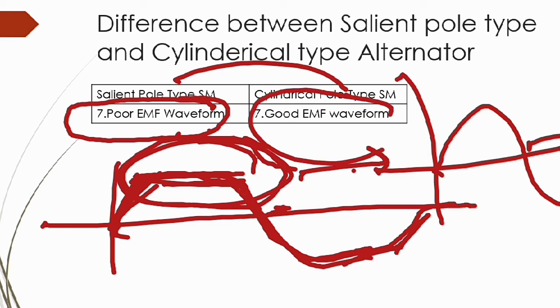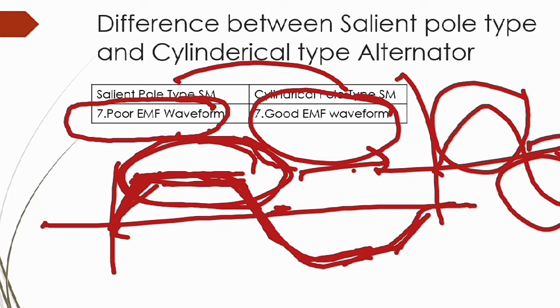And in cylindrical, we have a good EMF waveform. As we know, we get a pure sinusoidal waveform over there. These are the differences between salient pole type and cylindrical type alternators.